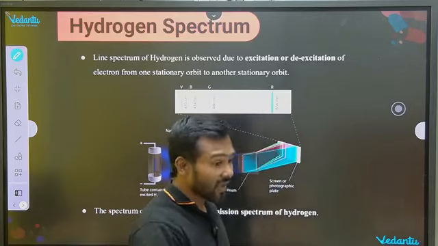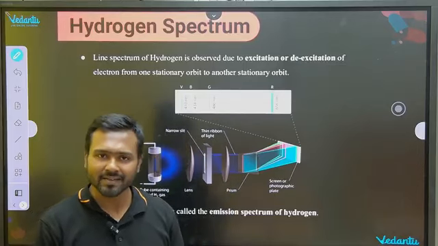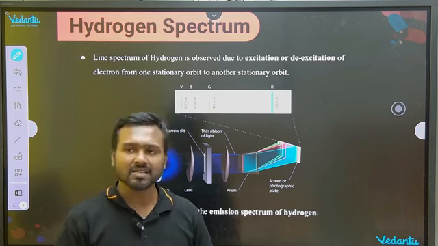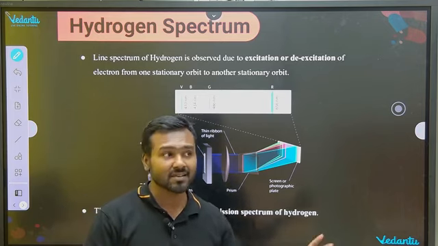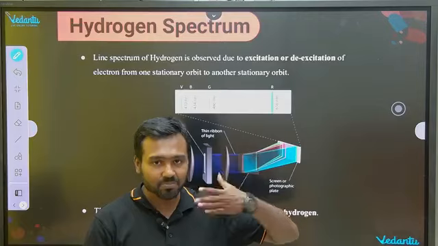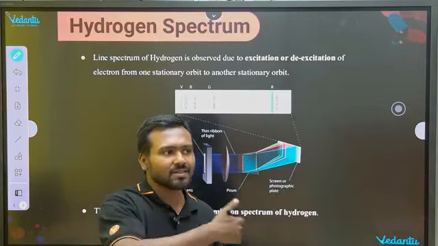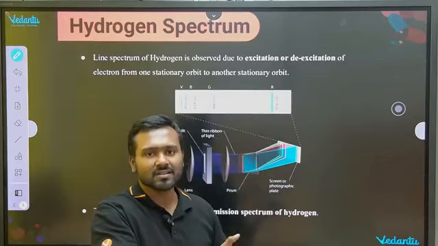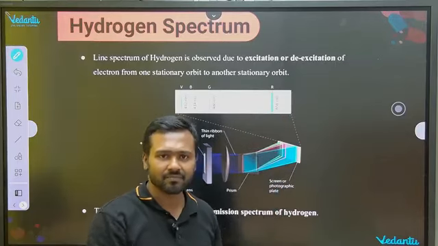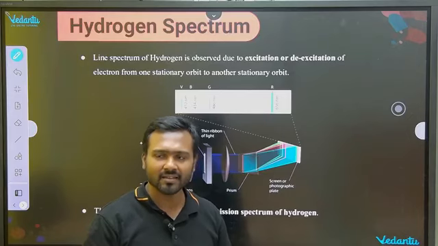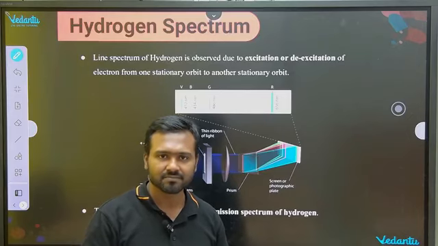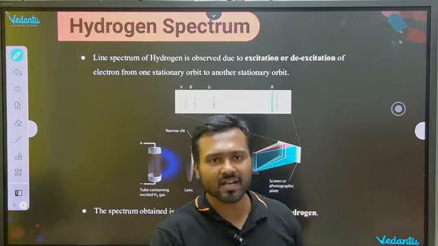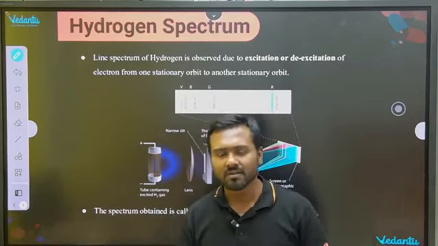Right? So because of emission, you will get the emission spectrum, that is bright lines on a dark background. Because of absorption, you will get dark lines on a bright background. Because at that point it is absorbing, you get a dark line. Or at a particular wavelength it is emitting, at that point you can see a bright line, that is emission spectrum. You can see a dark line, that is absorption spectrum. If it is because of atoms, we say line spectrum. If it is because of molecules, we say band spectrum.